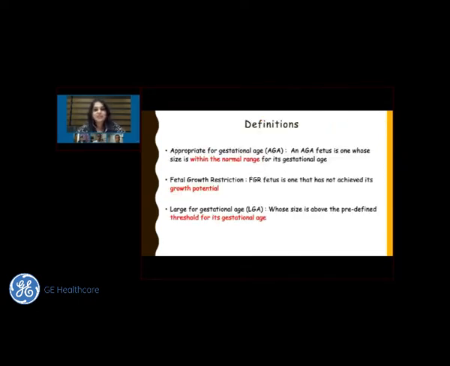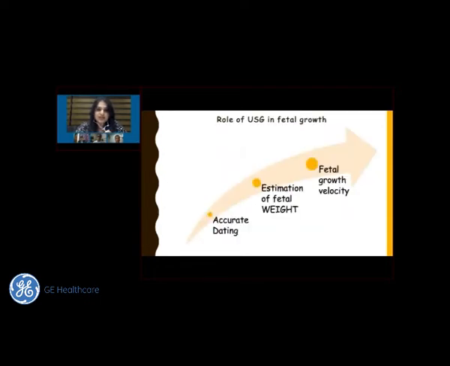Some basic definitions. Appropriate for gestational age, an AGA fetus, is the one whose size is within the normal range for gestation. Let us not confuse this. I've tried to oversimplify it because I'm only laying the ground for the next talk. A fetal growth restriction is a fetus that has not achieved its growth potential. And of course, large for gestational age, as the name suggests, is the fetus whose size is above the predefined threshold for its gestational age.